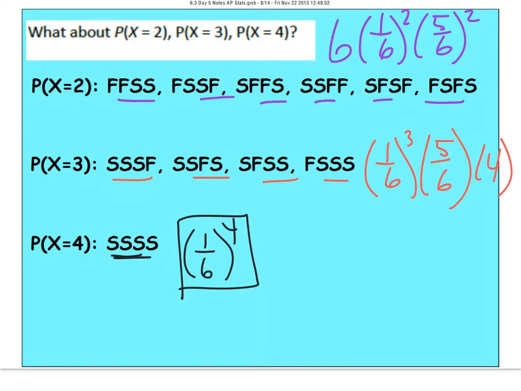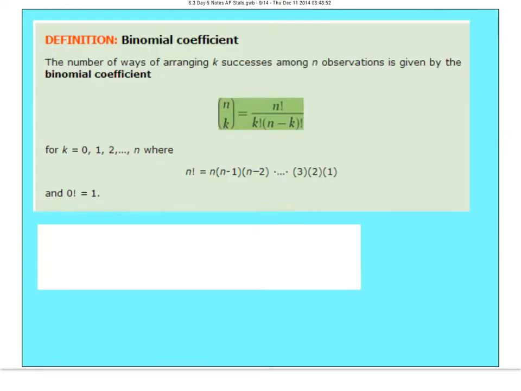The one thing you should notice is that in all of these examples, there's 4 trials. Here's the 4 trials. You're basically distributing the outcome of the 4 trials amongst the probability of success and failure. Now, when we saw that some of the scenarios happen 4 times or 6 times or 1 time, what we were just looking at is called the binomial coefficient. And what it is, the number of ways an arrangement of success and failure in n observations can happen.